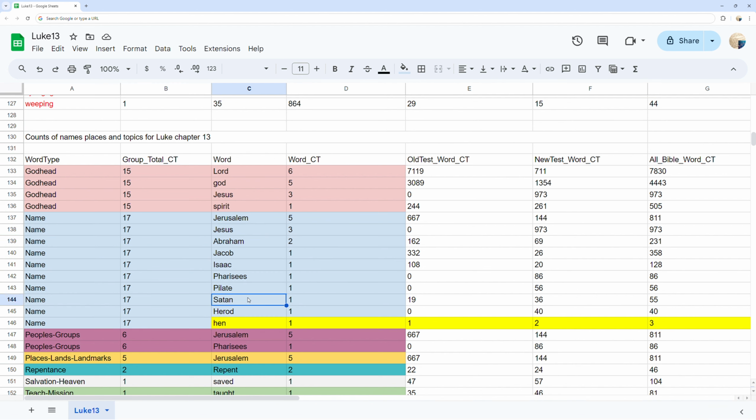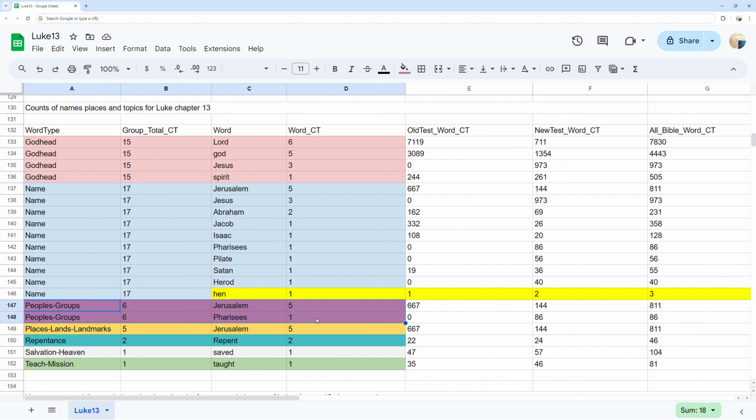You can see 2 rows in purple for the topic of peoples groups, as well as 1 row for each topic of repentance, teach, and salvation. You can see 1 row in yellow of hen, which has only 3 counts in the whole Bible. You can see the total counts for all the listed topics in the New Testament, Old Testament, and both combined out to the right.